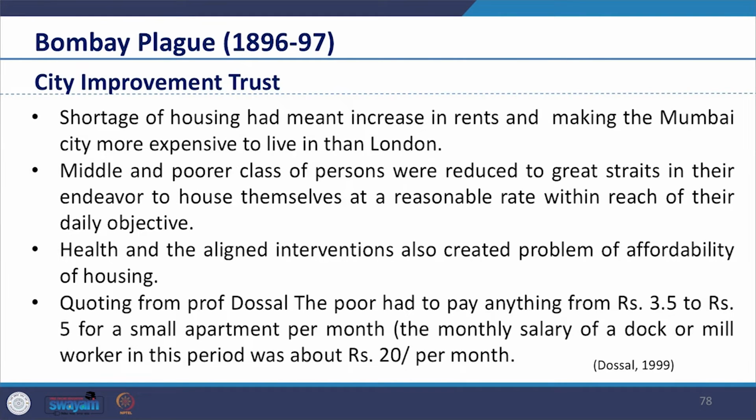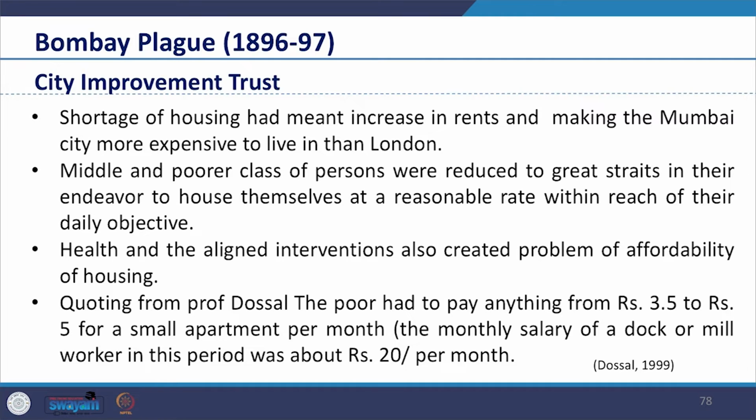Highlighted by Professor Dossal, we see that shortage of housing had meant an increase in rents, making Mumbai city more expensive to live in than London. Middle and poorer classes of persons were reduced to great straits in their endeavor to house themselves at reasonable rates within reach of their daily objectives. So you see the middle class and the poor were being drifted away and away from the city.